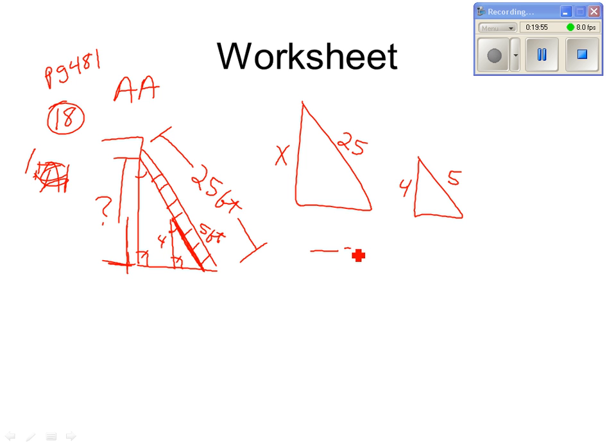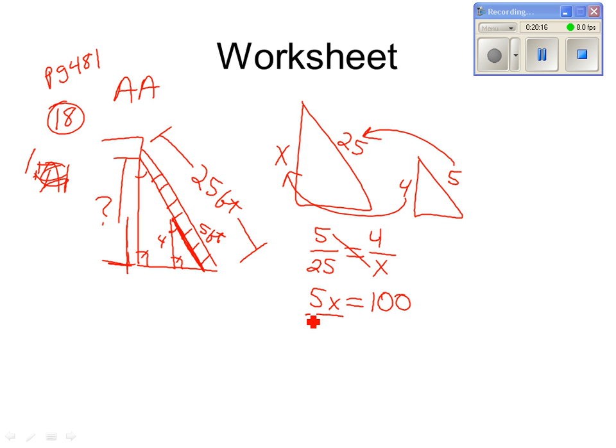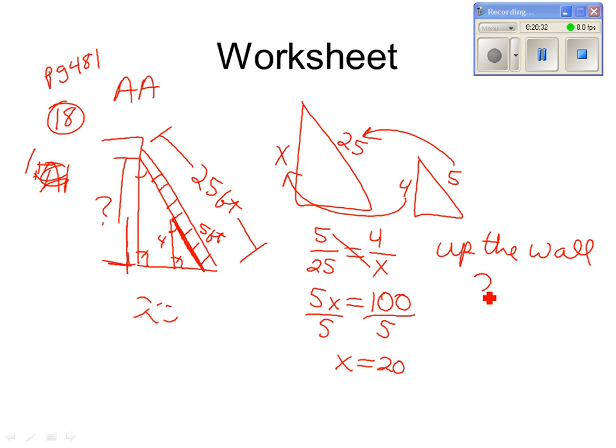And we just set up our proportion. 5 compares to 25, and again, you could have turned them around and done it that way. Same as 4 compares to X. We cross multiply, you get 5X equals 100. Divide by 5, X equals 20. That means the ladder will go up the wall 20 feet.